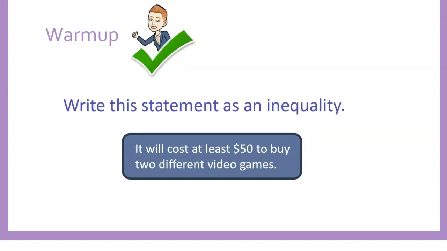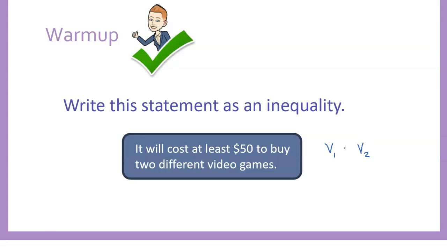Okay, another warm-up question. Write this statement as an inequality. It will cost at least $50 to buy 2 different video games. Okay, so to buy 2 different video games, that makes it sound like we have 2 variables here. We're going to buy video game 1 and video game 2. I might use variables v sub 1 and v sub 2. Remember we had those subscripts? We introduced those a few units ago. That just means these are 2 different variables, but they're kind of related. So this would be like video game 1, and this would be like video game 2.